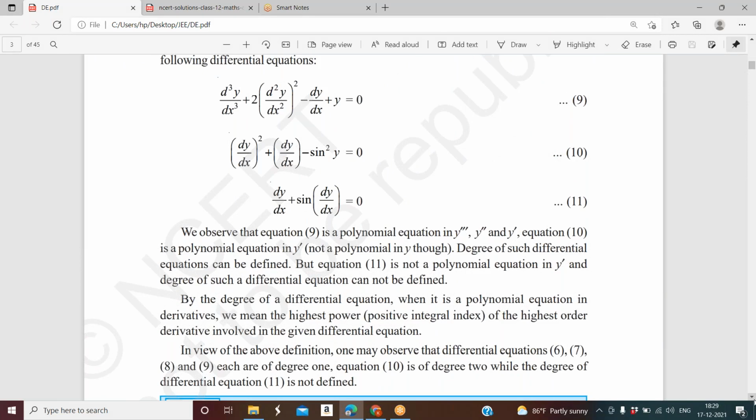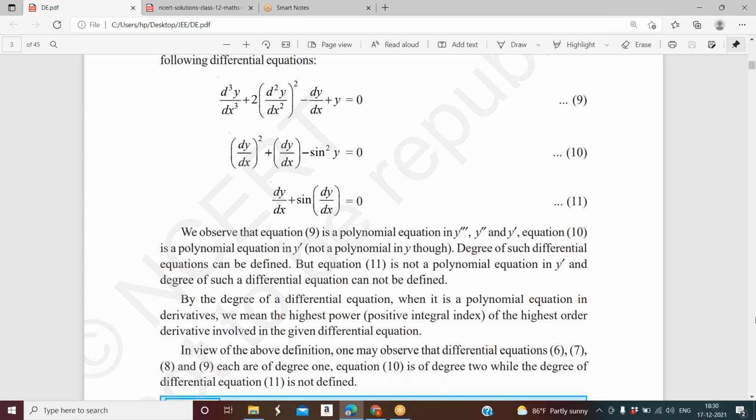Why do we have to check that? If it is not a polynomial equation, then the degree cannot be defined. If the given equation is not a polynomial equation, then the degree of such a differential equation cannot be defined. So before writing the degree of the given differential equation, we should check whether it is a polynomial equation or not.